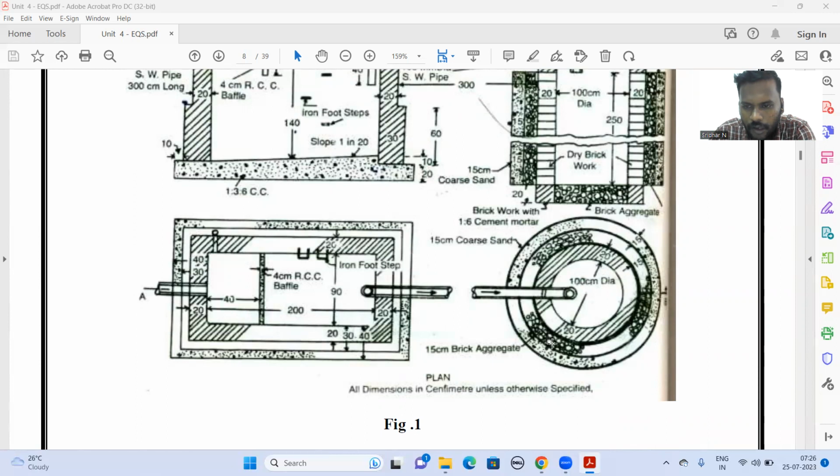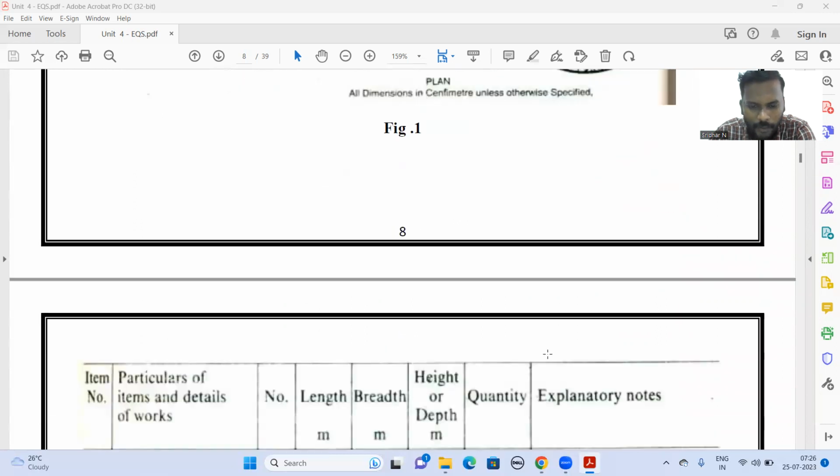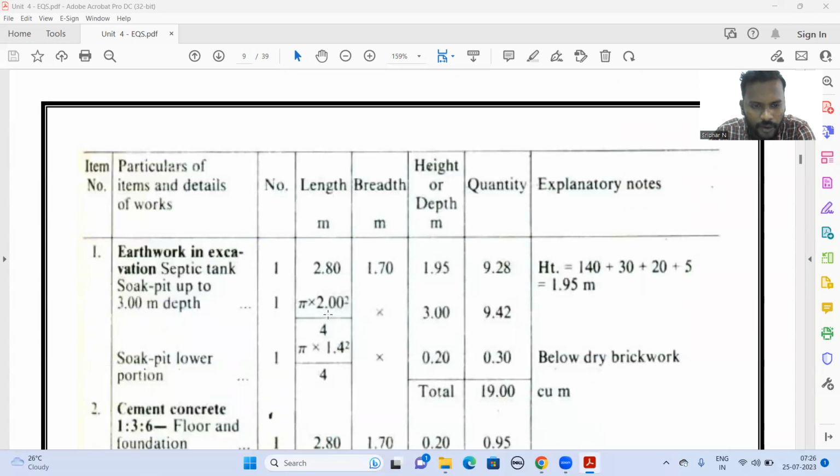Here 20, here 15, again 15. So here 50 will be there. The upper portion 50 and bottom portion 50. Totally 200 centimeter will be there. That only we are putting here, 2 meter.